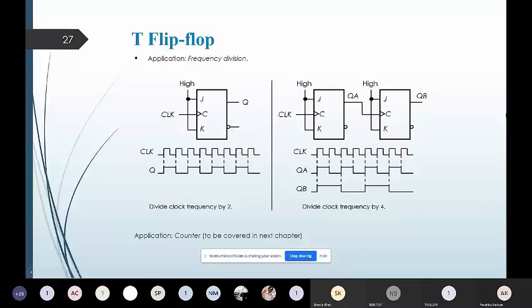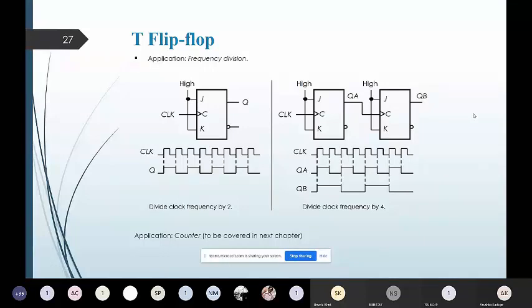But suppose I connect a number of T flip-flops in series. In series means the first T flip-flop output I provide as the clock input to the next T flip-flop. Then for as many flip-flops as I connect, for each flip-flop an extra divide by 2 of the clock frequency will be obtained.